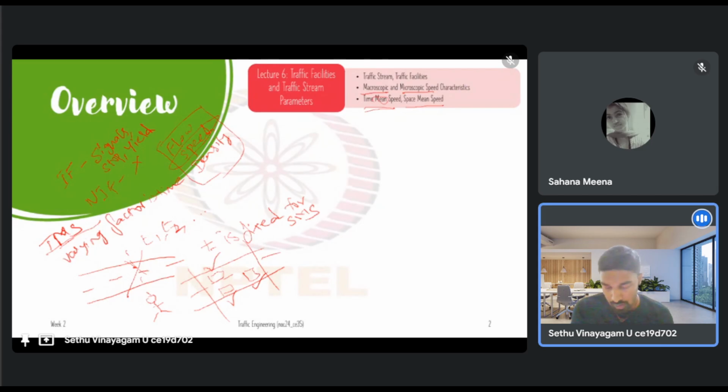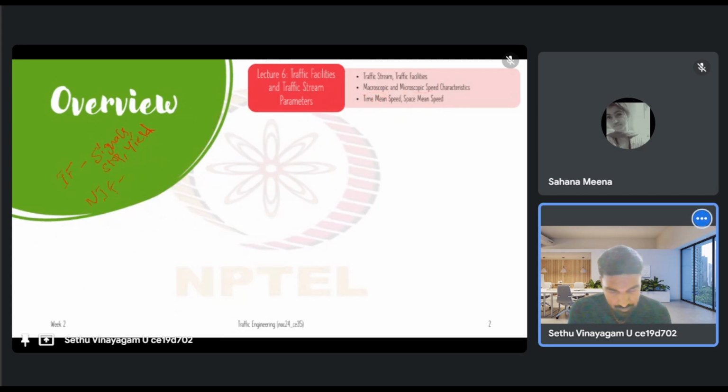So the average is over the spatial dimension, but the time is a constant there. So that's the space mean speed. And when we are looking at the traffic stream parameters, the speed that we are generally using is the space mean speed and not the time mean speed. Okay, so that's what we looked at in the first lecture.